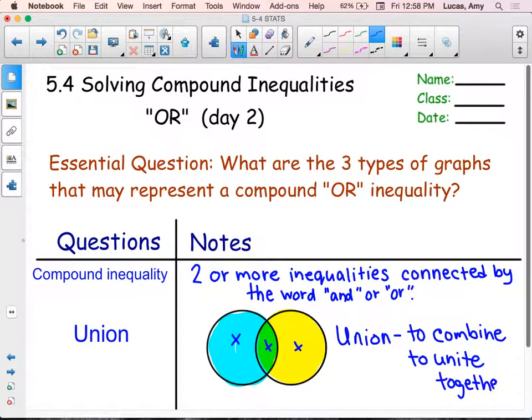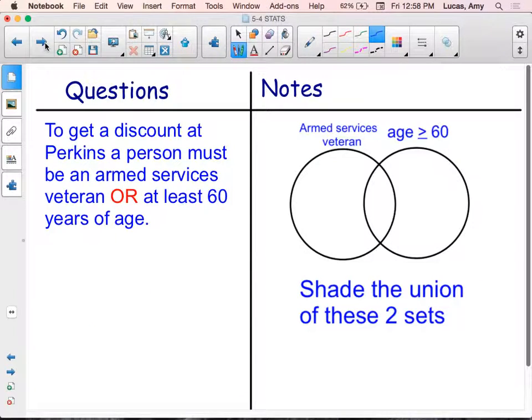So you could think about a union like when two families combine together, then they would be united as a whole. So we're not talking about just where they overlap, we're talking about everyone just being put together, joined together like a family. So, to get a discount at Perkins, a person must be an armed services veteran or at least 60 years of age. Shade the union of these two sets.